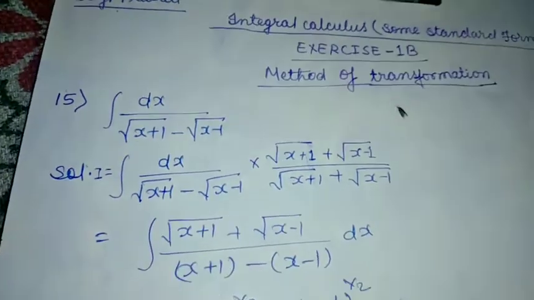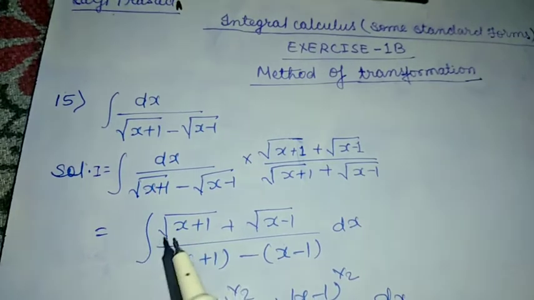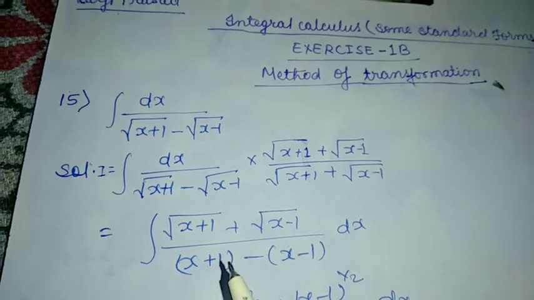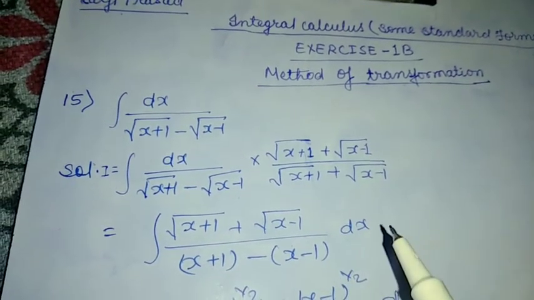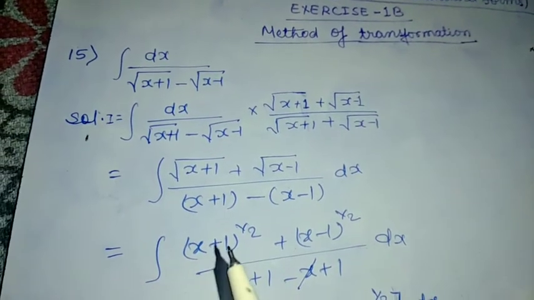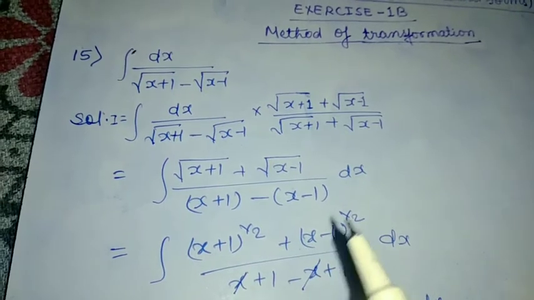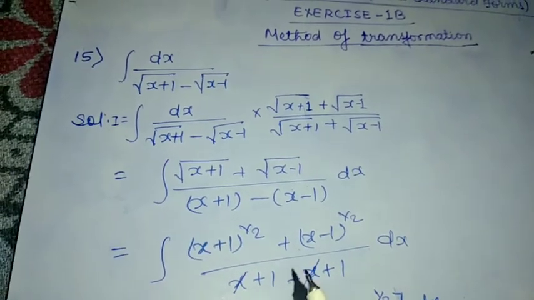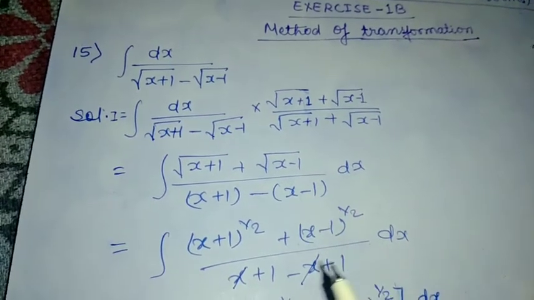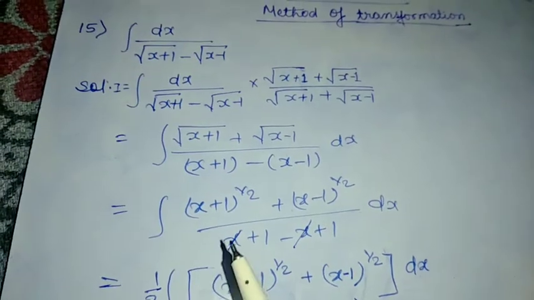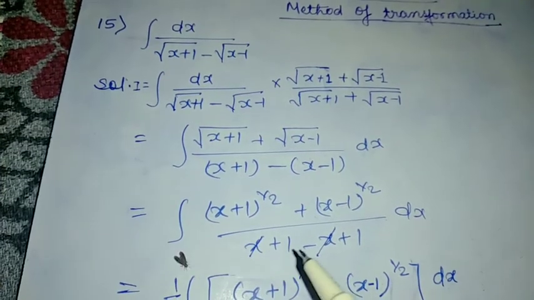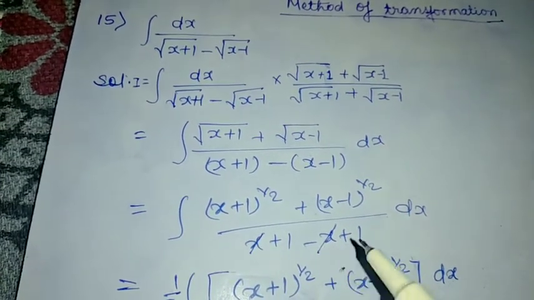So in the next step you can see we have written integration of square root of x plus 1 plus square root of x minus 1 upon x plus 1 minus x minus 1 into dx. We can write it as integration of x plus 1 whole raised to the power half plus x minus 1 whole raised to the power half upon x plus 1 minus x plus 1 into dx. This minus is multiplied with this, so it will be like this. And here we have 2, because this plus x and minus x will be cancelled out.